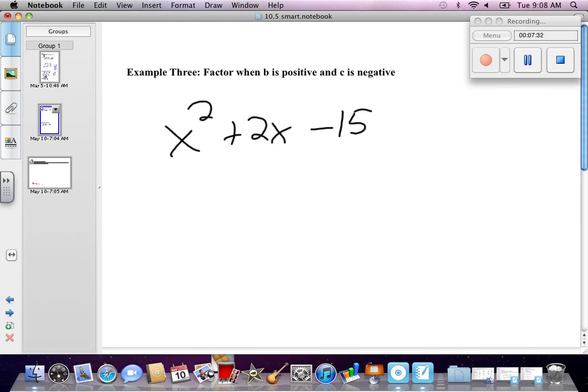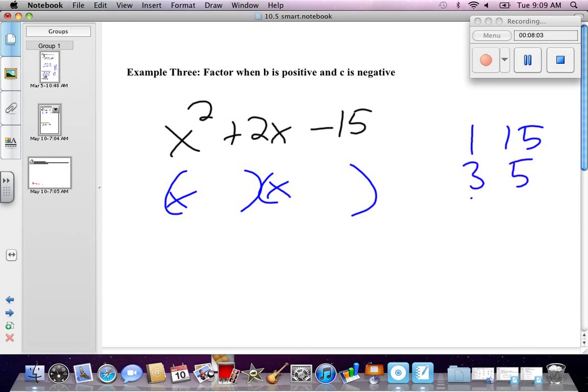We've got x squared plus 2x minus 15. What's my first step? I want to do what? Make those parentheses. For today, since there's nothing in front of my x squared, I can put my two x's already there. All right, what's my second step? Everything that multiplies to give me 15. 1 and 15. 2 doesn't go in there. 3 and 5. 4 doesn't go in there. 5 and 3. 15 and 1.